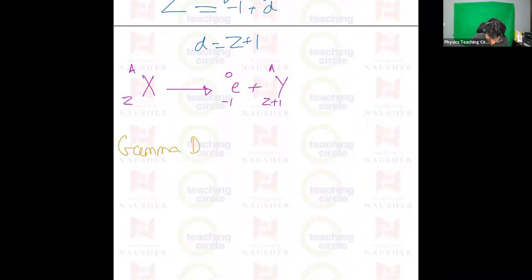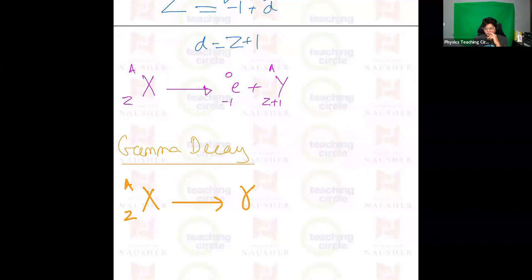Likho gamma decay. In gamma decay, please write X, A, Z. Please tell me what are the numbers for gamma? मैं gamma को यूं बना देता हूं. What are the numbers for gamma? ऊपर और नीचे. It's 0, 0.